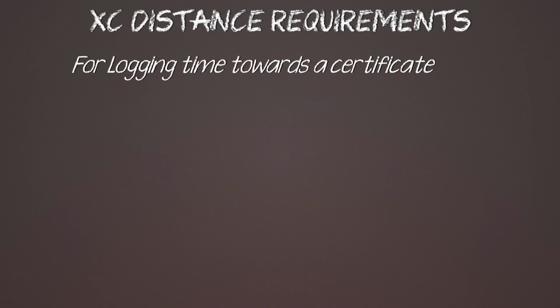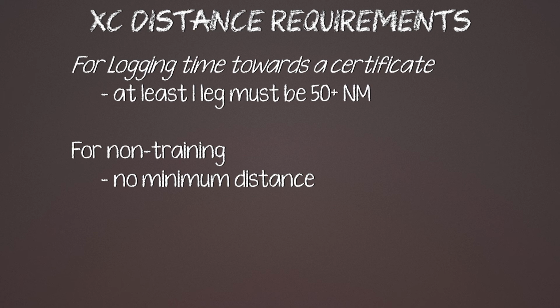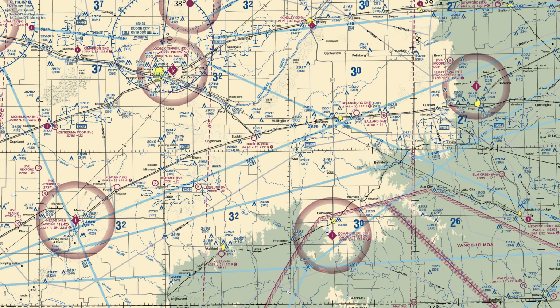For your training for cross country to count, at least one leg has to be 50 nautical miles. If you're not working towards a certificate, cross country could be as little as 1 mile if the airports are super close. Let's plan cross country.